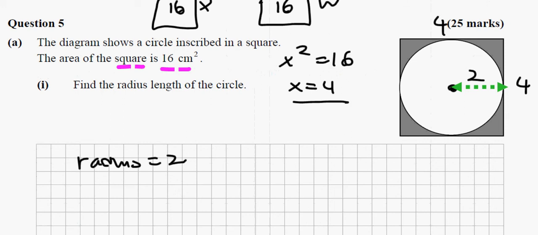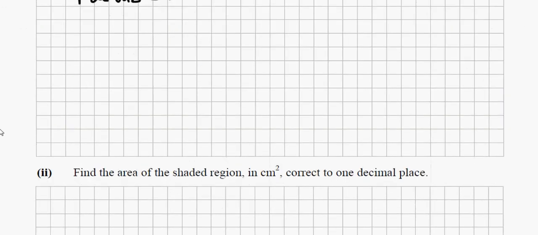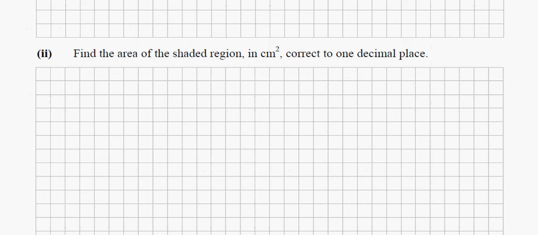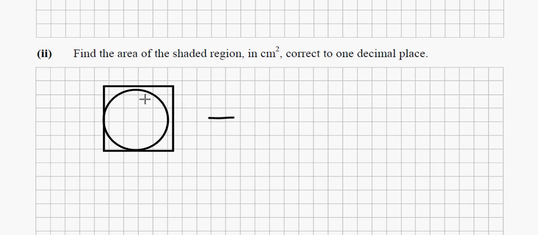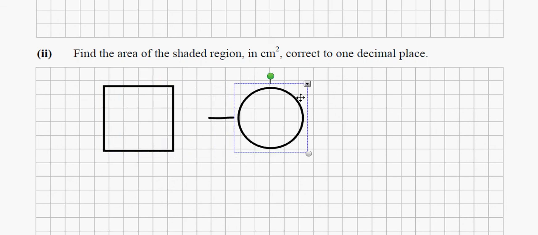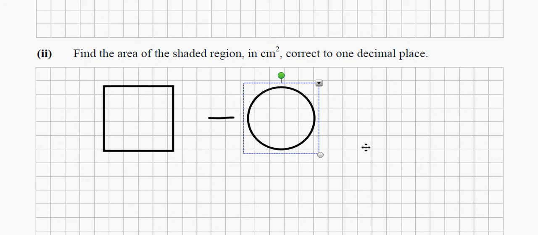So the shaded region is basically the square minus the circle. The area of the square minus the area of the circle. So basically we have a square here, and then you want to take away the area of the circle. Okay, so the circle would be something like that, maybe, just to fit in. So the area minus the slightly bigger circle. Okay, so what we know is that the area of the square is 4 by 4, 16 centimeters squared, and we know that the circle is of radius 2.